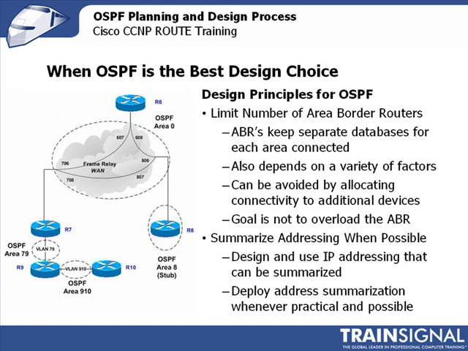This can also depend on a different variety of factors as well. But you can also avoid the overload by allocating connectivity to other devices. So in other words, there may be a way to spread connectivity around. And ultimately, the goal is not to overload the area border router. Another principle is to summarize addressing whenever possible.